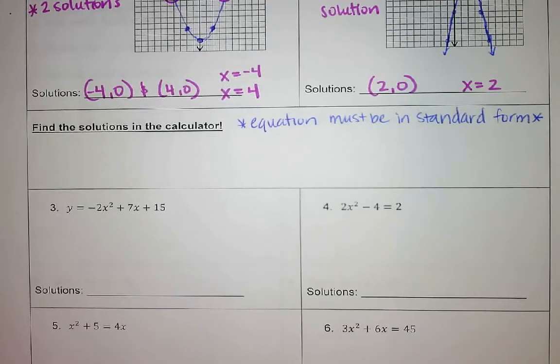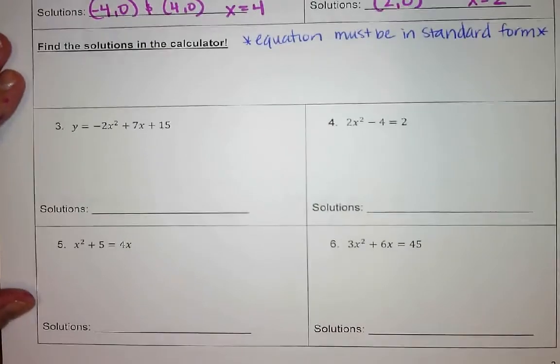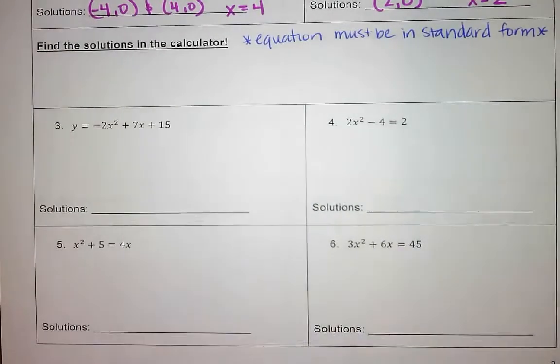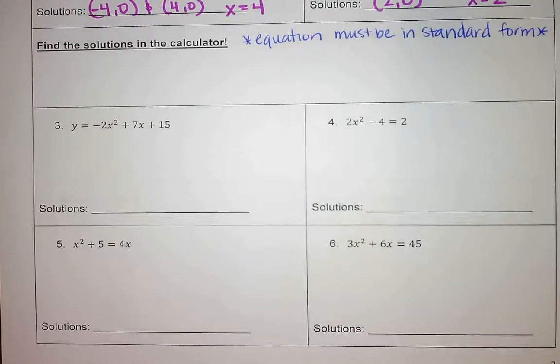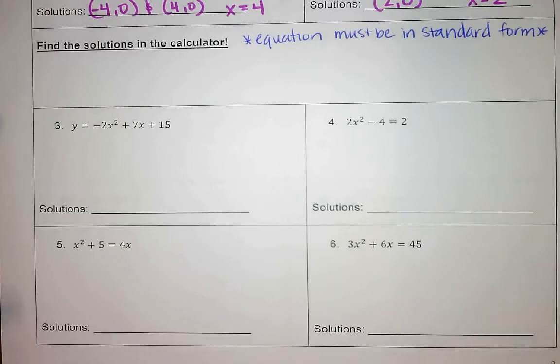So the first thing I want to do on numbers 3, 4, 5, and 6 is we're going to put all of these equations in standard form if they are not already in standard form. So for number 3, let's take a look. Is number 3 in standard form? It is. Y equals, yeah, we're good. So number 3 is in standard form.